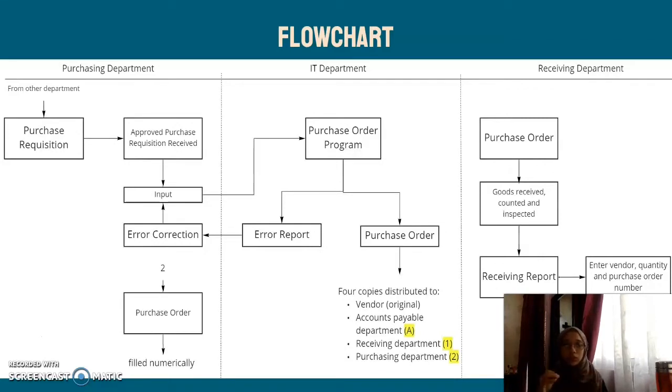They also will file numerically the purchase order, and then in the IT department, if there is any error, they will send the report back to the purchasing department. If the purchase order does not have any error, they will make 4 copies of the purchase order and distribute them to the vendor, account payable department, receiving department, and also the purchasing department.